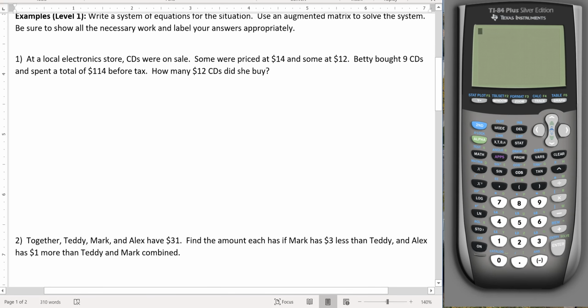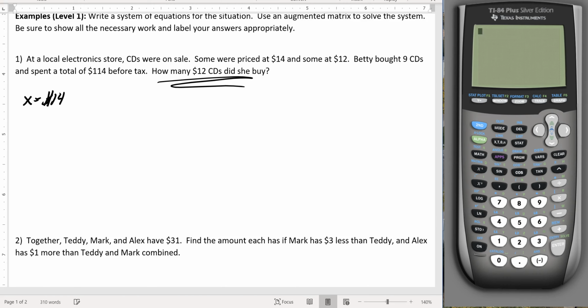At a local electronics store, CDs were on sale. Some were priced at $14, some were at $12. Betty bought 9 CDs and spent a total of $114 before tax. How many $12 CDs did she buy? Alright, so there's the question. We've got two variables. We'll say X is $14 CDs, Y is $12 CDs. In our problem here, we want to figure out what Y equals, because that'll tell me how many $12 CDs she bought.